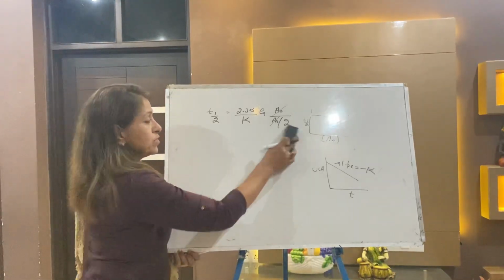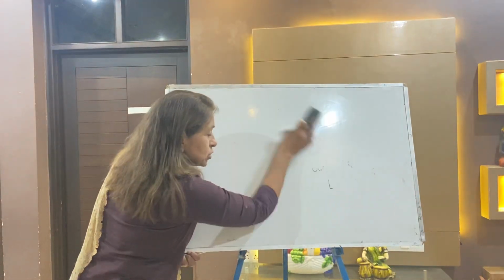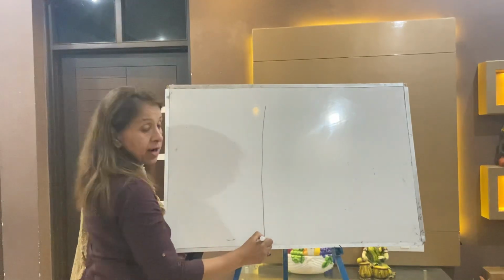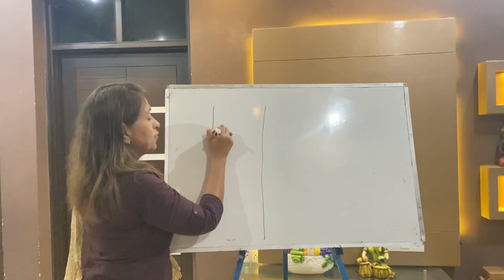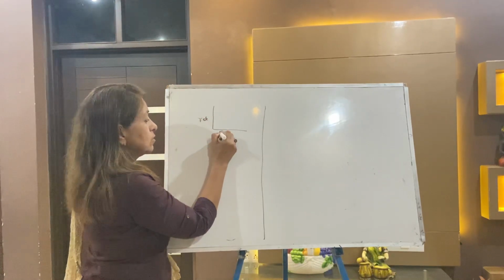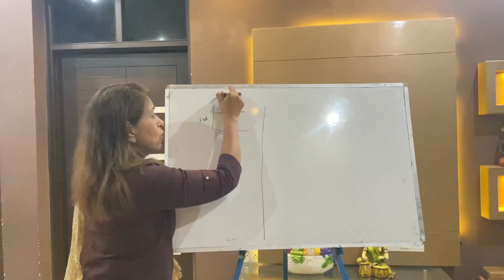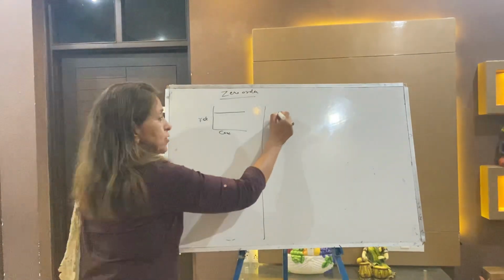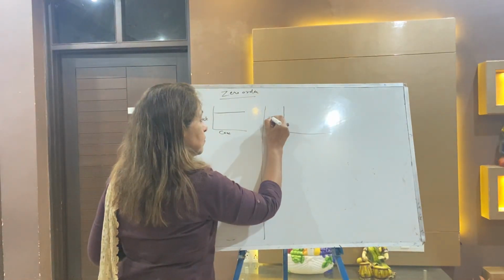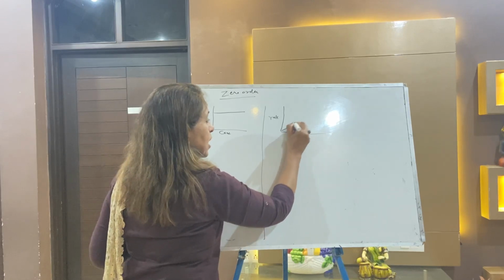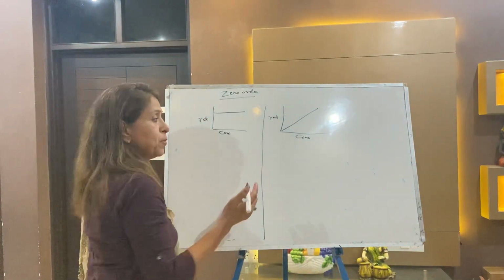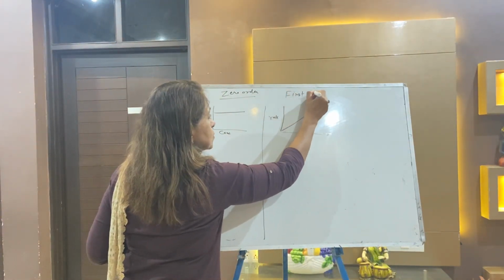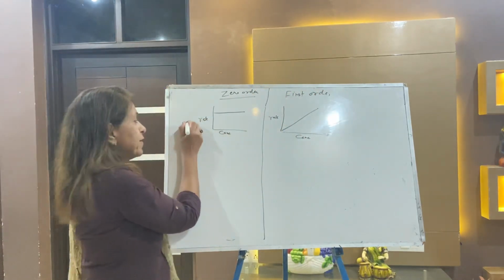Now let's make a conclusion of these two topics. Write down the conclusion by making a line in the center. First of all, we will make a graph. When you plot a graph of rate versus concentration, if the graph is this, it's zero order. If the graph is like this, it means the rate is dependent upon the concentration of the reactant, and it is first order. Write down first order. That is my first point.